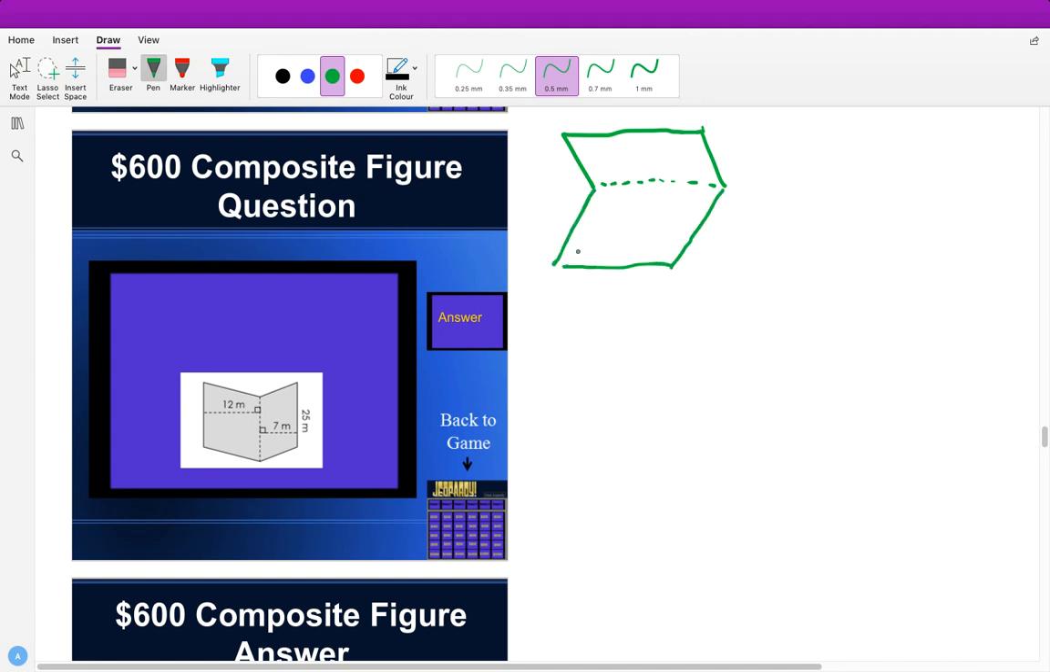This is actually two parallelograms. So we just have two parallelograms that we need to solve for. So it's nice and easy. We have this one here in black, so I'll draw this one off in black.